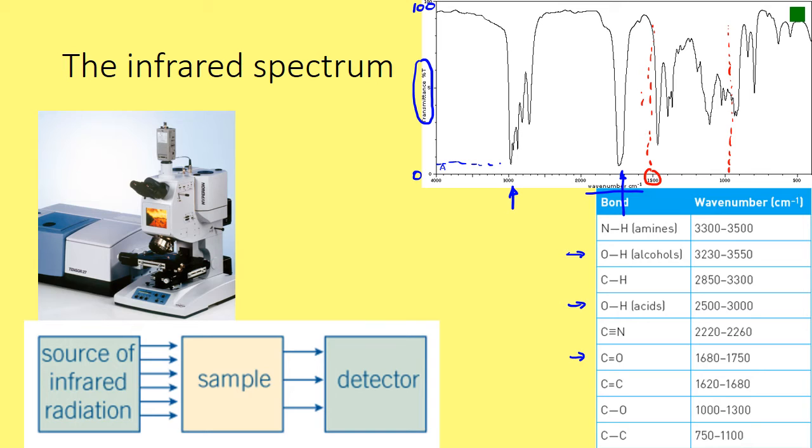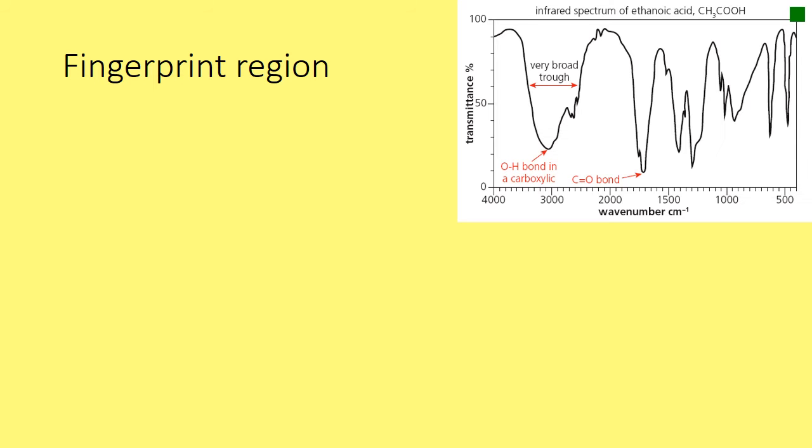Now what we might do is have a look at some more detail by means of some examples. So here, let's have a look at this spectrum. This is an infrared spectrum of ethanoic acid, and let's look at the various troughs. We've got this broad trough on the left-hand side there, and that can be said to be an OH bond in a carboxylic acid.